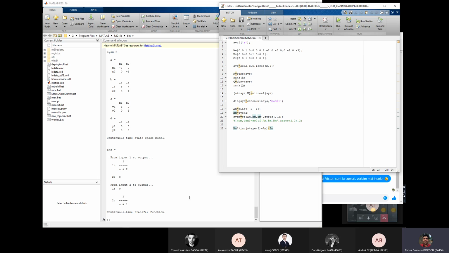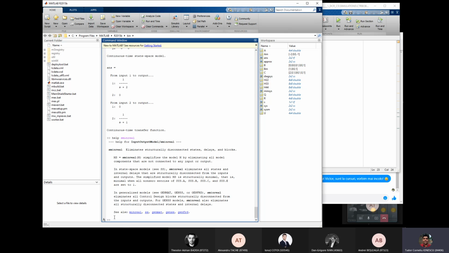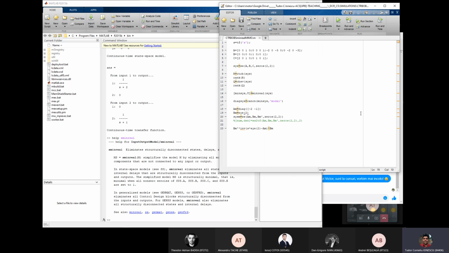But you can do it yourself, and as you can see, you've got a lot of commands. Mineral, S mineral. Let's see, there is an S something, because probably there are more efficient commands in MATLAB implemented. It simplifies the model, eliminating all model components that are not connected to any input or output. This is also very interesting. It also eliminates the structurally disconnected states, even if they are not important, so if they might be controllable and not observable, or observable and not controllable. This is my understanding of these things. And this command clearly determines these parts and throws them away.